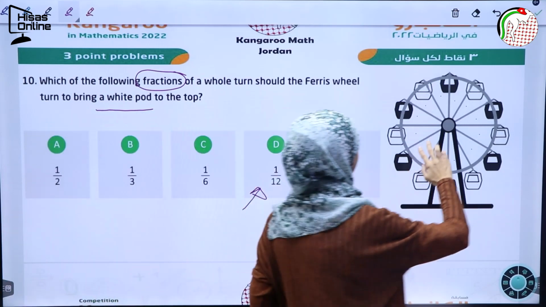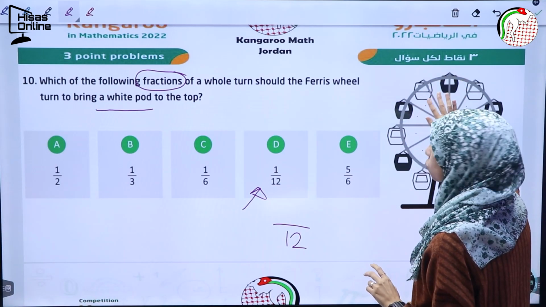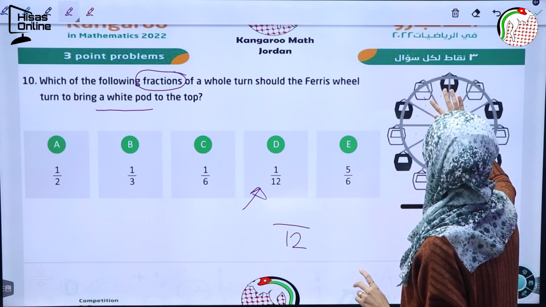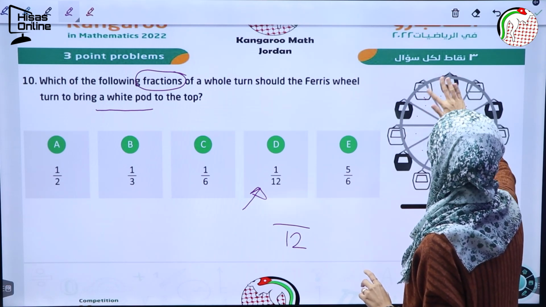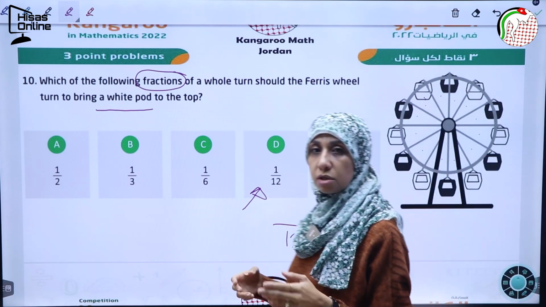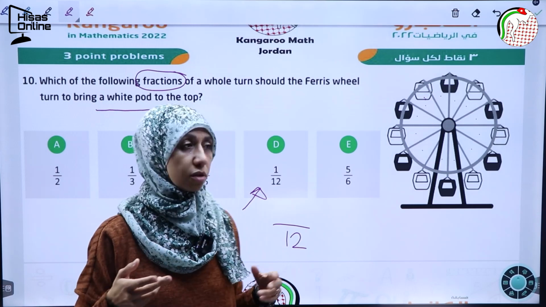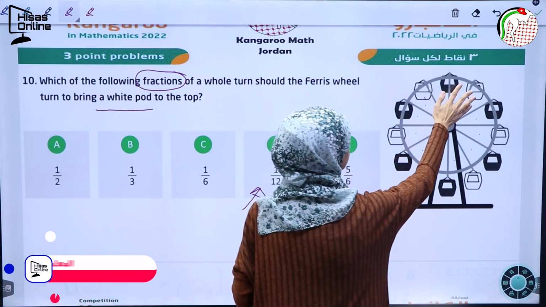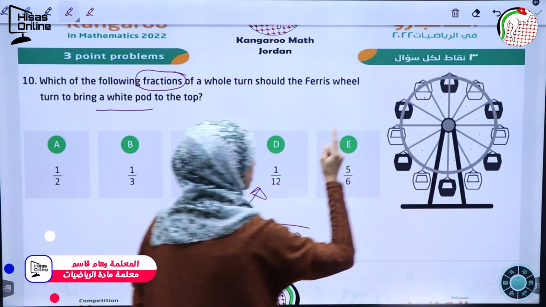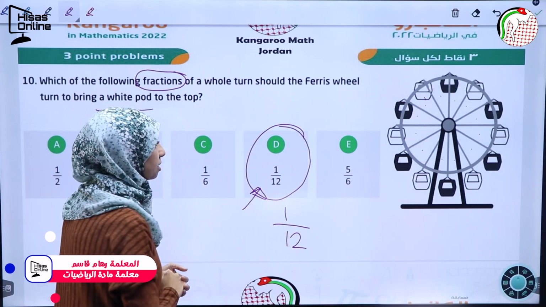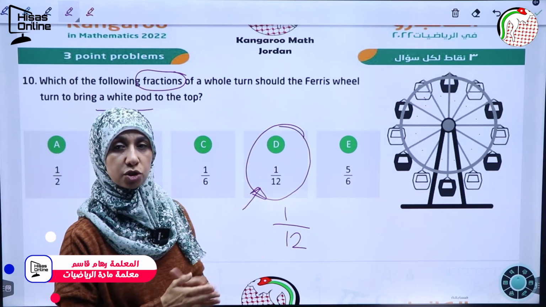Now, move the wheel in order to make the white one on the top here. You will move it one fraction, either from this side or from the other side. They didn't mention which direction the wheel is turning, clockwise or anti-clockwise. So I have the same result from here or from there, and I will move only one fraction, so 1 over 12, and D is the right answer for this question.